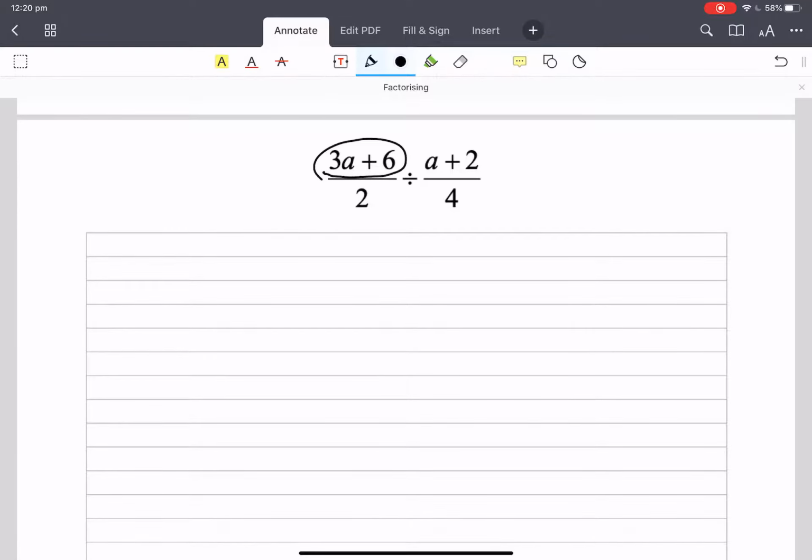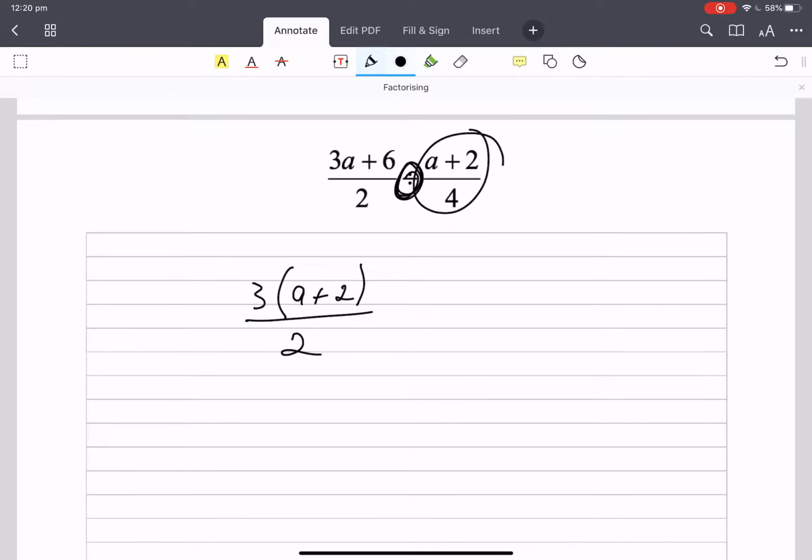See that 3a plus 6? I reckon there's a 3 common. So let's take out a 3, a plus 2 on 2. Hey, we never divide by a fraction. We don't divide by a fraction, we multiply by its reciprocal. And there's implied brackets there. You don't see them in the question, but they're definitely there.